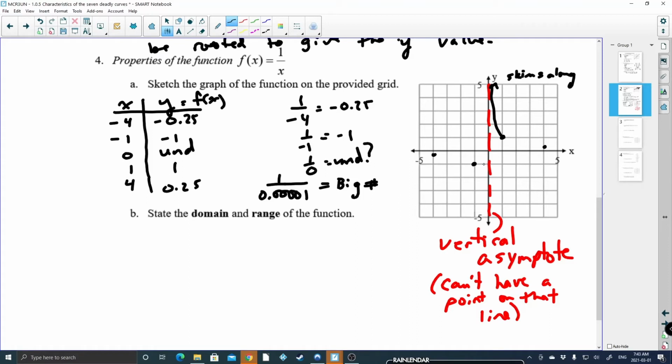The same thing's going to happen on this side. If I get really, really close to the y-axis, so negative 0.000001, you're going to get very, very large negative numbers. So the graph is going to skim along here.